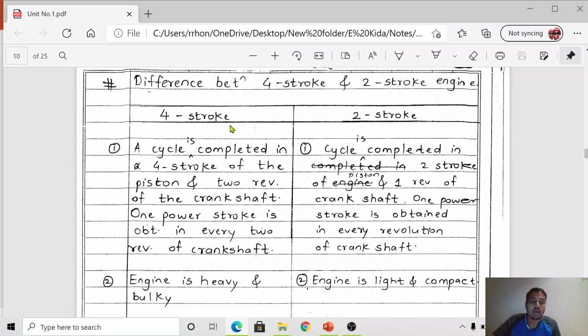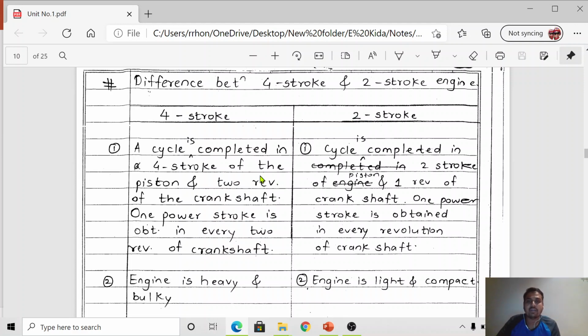As we already learned theoretically as well as thoroughly the working principle and the construction of the 4-stroke engine, as well as the construction and working of the 2-stroke engine. This question is very important to understand the difference between these two types of engines, and many times this kind of difference will be asked in your examination. We can say this is a kind of comparison between the 4-stroke engine and the 2-stroke engine.